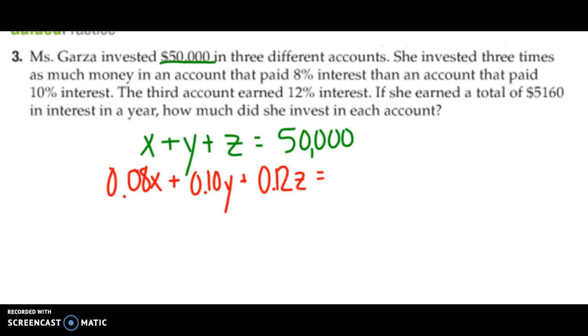And it says she earned a total of $5,160 in interest. So you can see our second equation has to do with the interest and how much she's invested in each one. Now we can look back and it says 3 times as much money in an account that pays 8% than the account that pays 10. Well, the 8% is then X, so 3 times X is going to be equal to Y. So now we can substitute 3x in for Y in all of those equations. We can get rid of the Y's, solve for the X, then the Z, and we can get our answer.